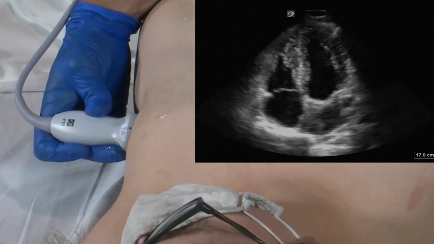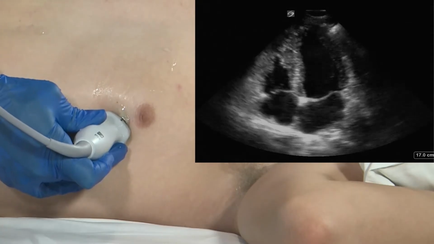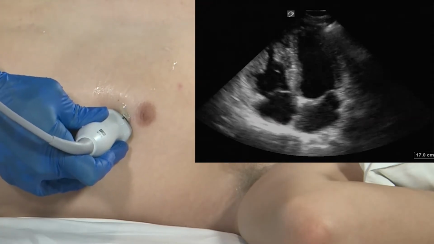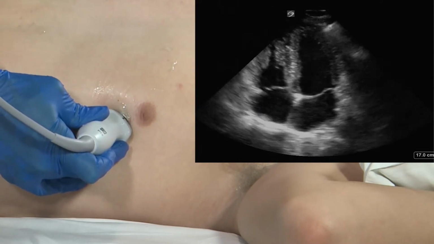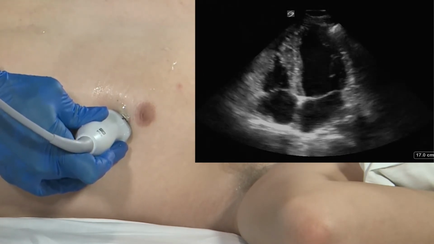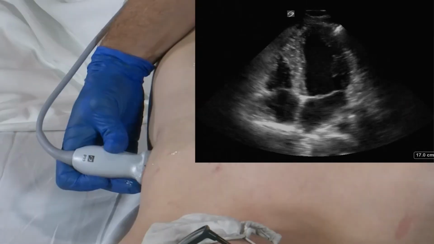in order to obtain that vertically looking septum. In this view, we're going to identify our left ventricle, our left atrium, our right ventricle, our right atrium, and the mitral and tricuspid valves.